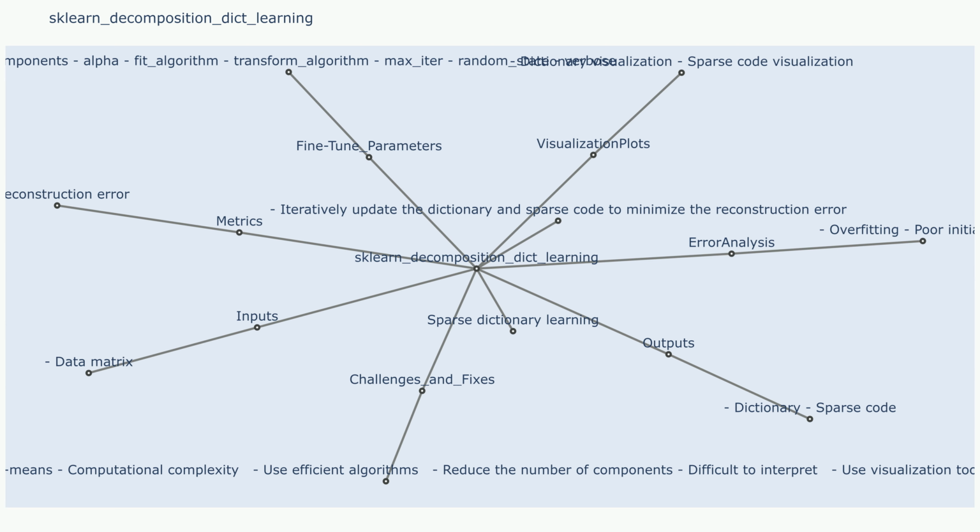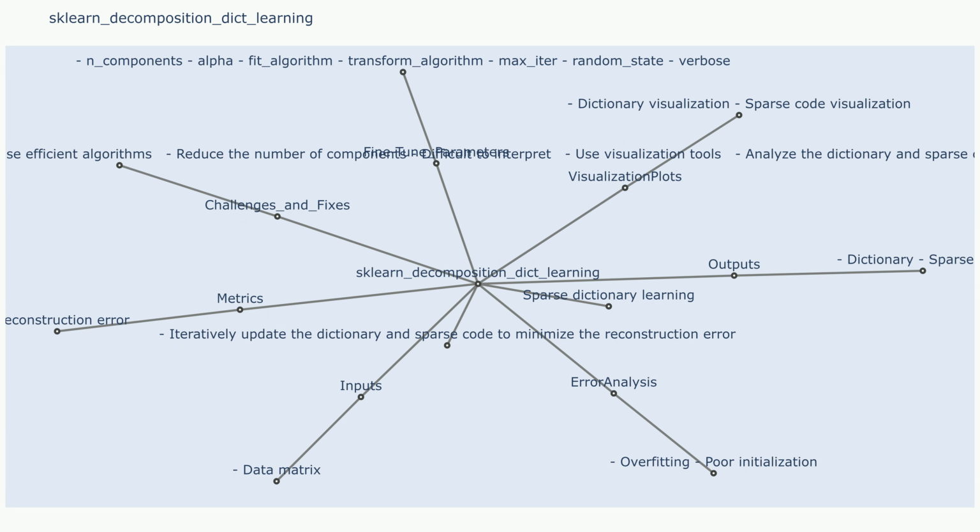Challenges and fixes. Challenge 1: the learned dictionary may be sensitive to the initialization and can lead to local optima. Sample use case that resulted in challenge 1: in a dataset with complex patterns, different random initializations might lead to different learned dictionaries.